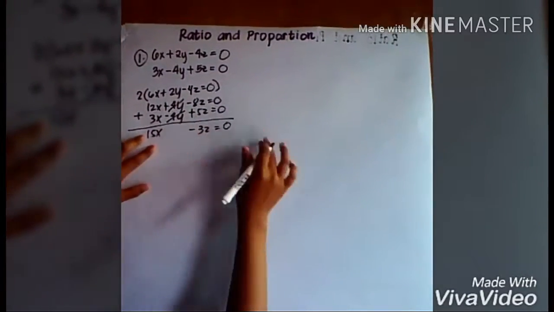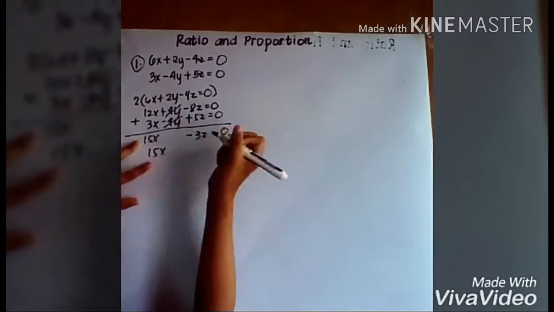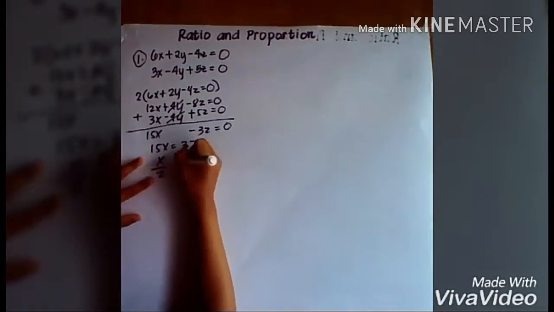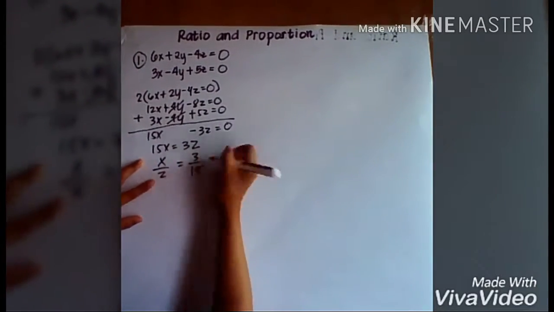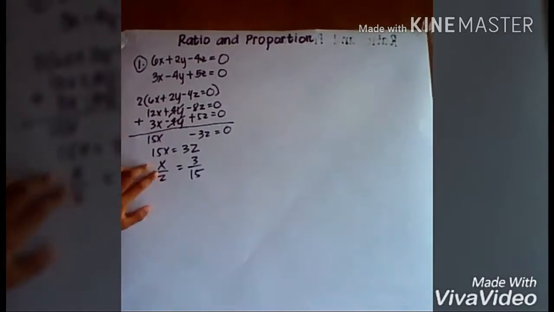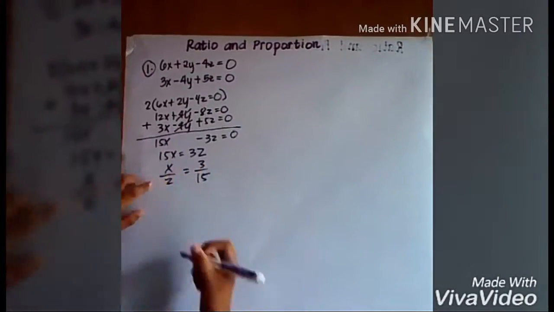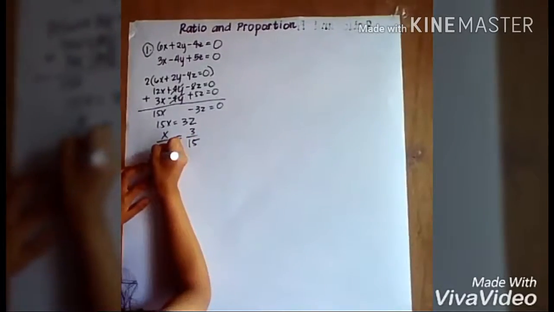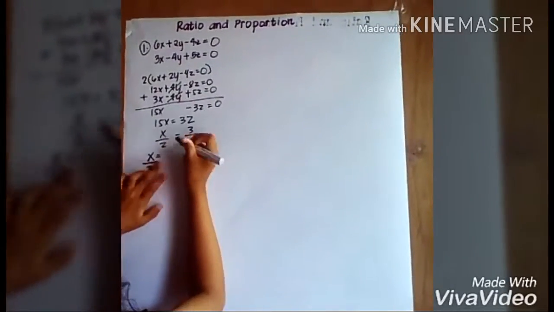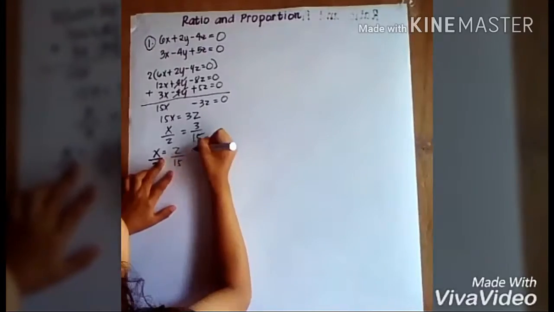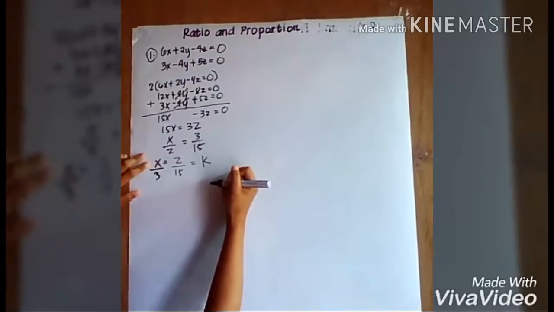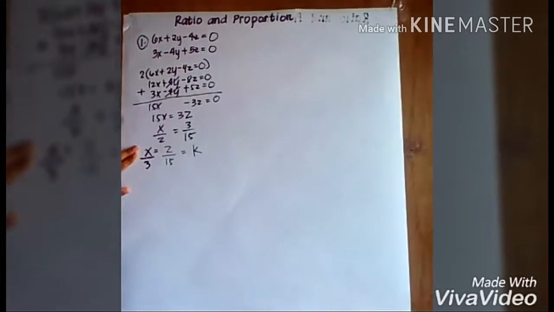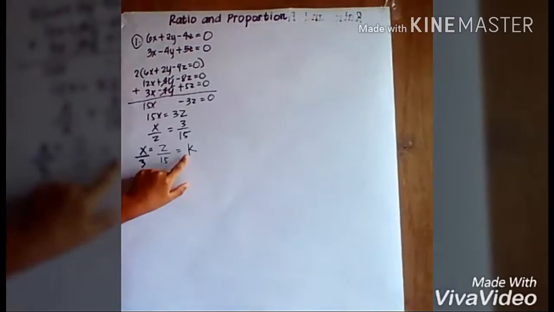So using transposition, 15x is equal to 3z. So x over z is equal to 3 over 15. So it shows that x is to 3 and z is to 15. So we are going to say x is to 3 and z is to 15 is equal to k. So in this problem, it shows the property of equal ratio, which is a is to b, c is to d, is equal to k.